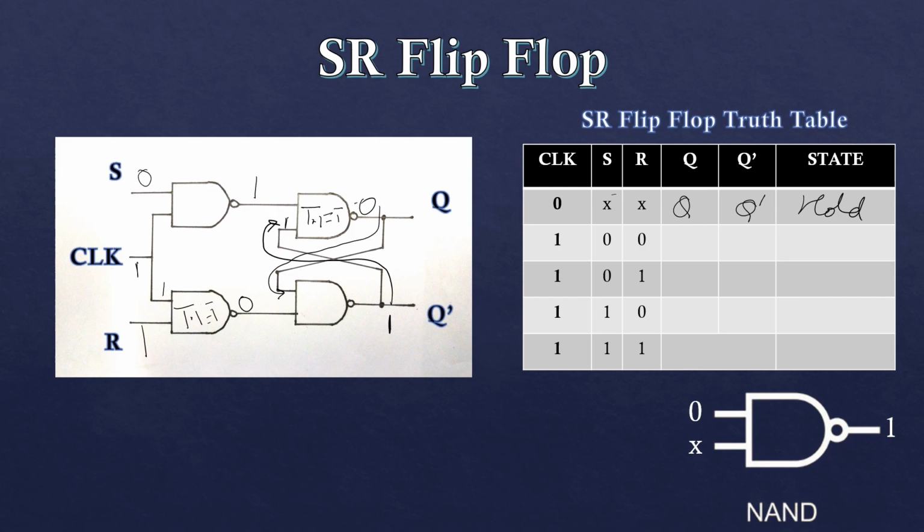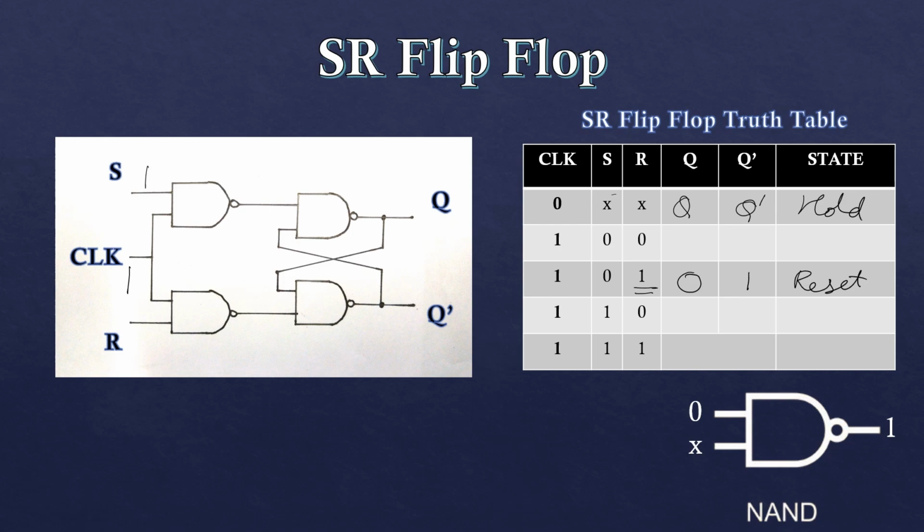Now the gate is balanced. So what is the value of Q? 0. And what is the value of Q bar? 1. This is reset because R is 1. So I'll write reset, because the bulb will glow off when reset is 1. Remember, this is how we will represent it.